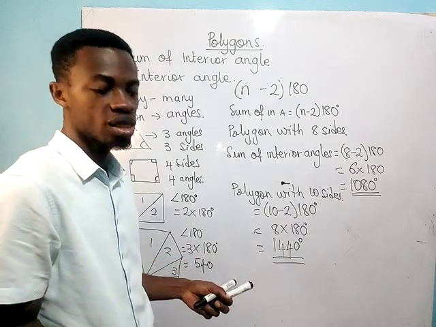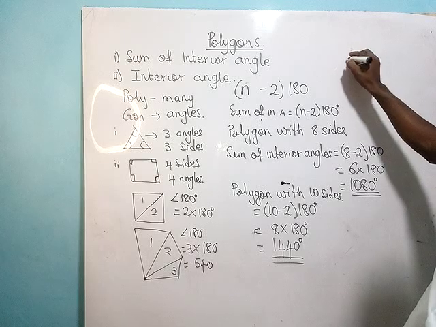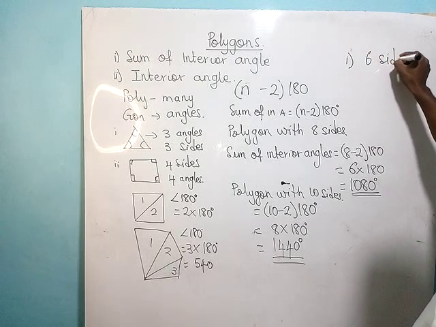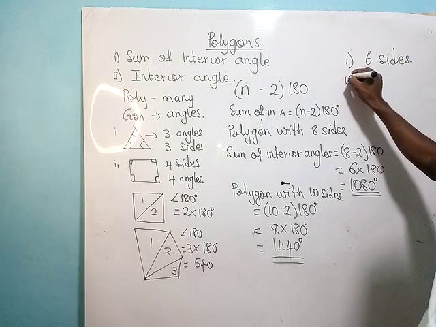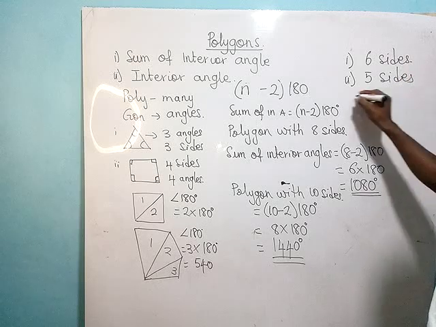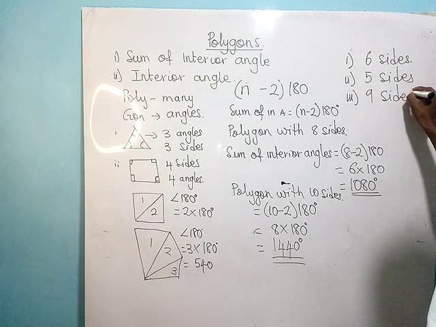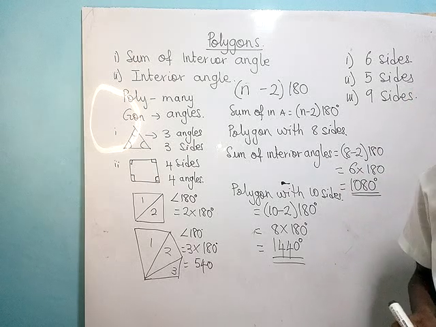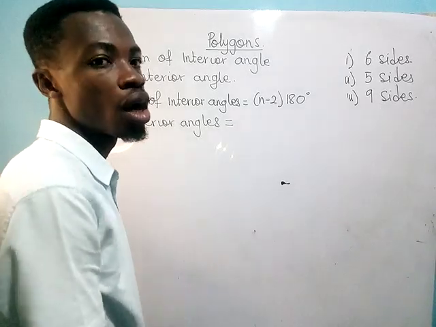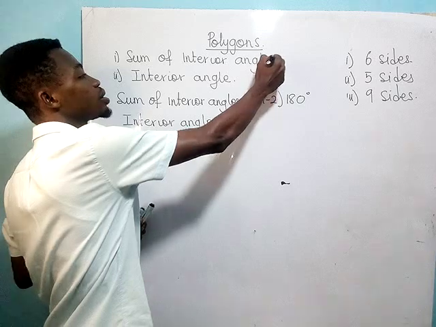So I'll give you questions to try your hands on. Find the sum of interior angles of a polygon with 6 sides, 5 sides, then 9 sides. Okay, so we are done with the sum of interior angles.